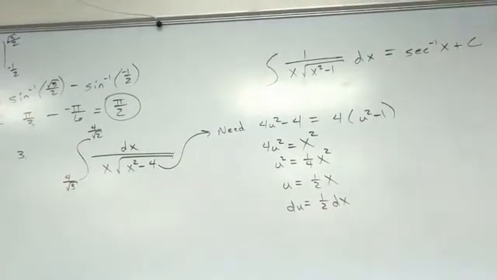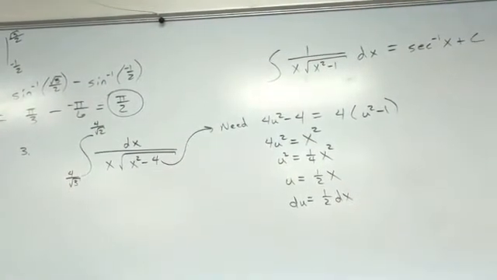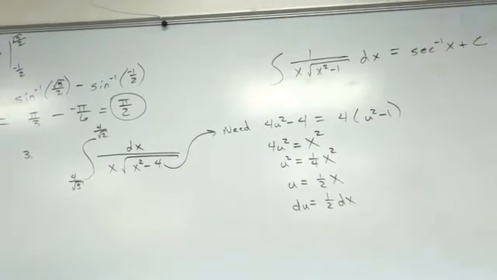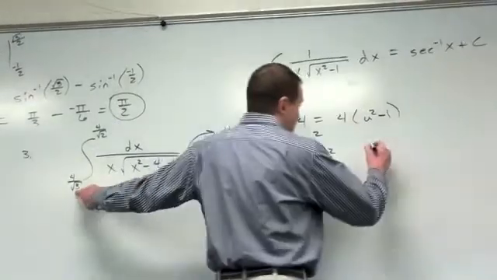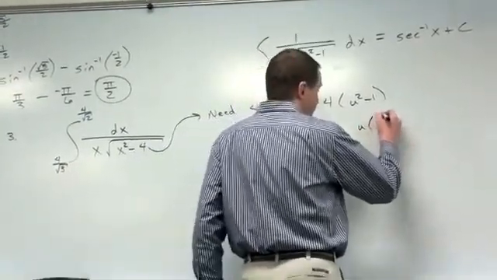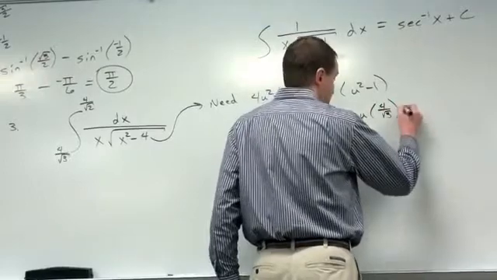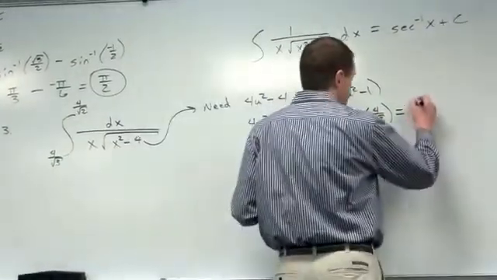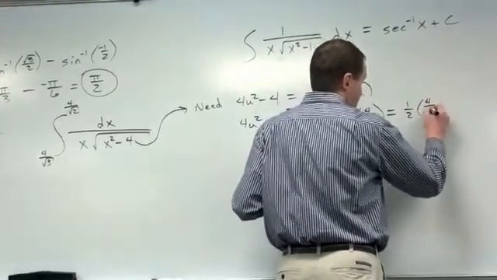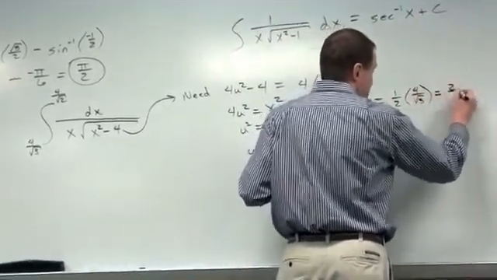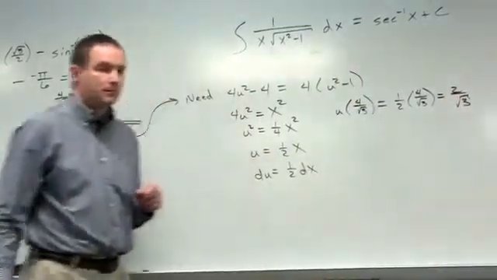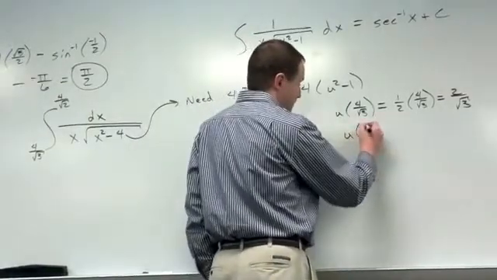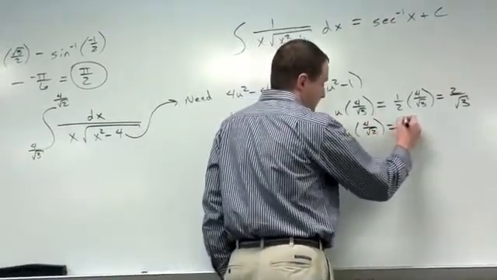Okay, my limits of integration. I'll go ahead and change them in the same step. So u evaluated at 4 over the root of 3 is going to be 4 over the root of 3 times 1/2, so it gives me 2 over the root of 3. u evaluated at 4 over the root of 2, 1/2 times that, gives me 2 over the root of 2.